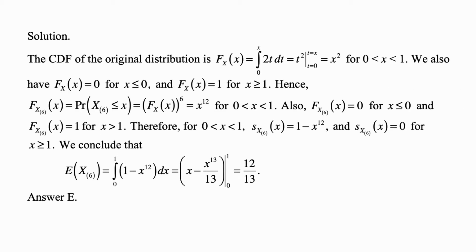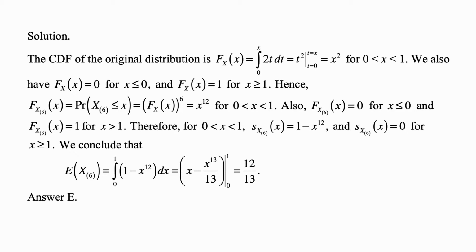And here's the solution. The cumulative distribution function of the original distribution is F sub X of x equal to the integral from 0 to x of 2t dt, which is t squared evaluated from 0 to x, so it's x squared for x between 0 and 1. We also have F sub X of x equal to 0 for x less than or equal to 0, and 1 for x greater than or equal to 1.